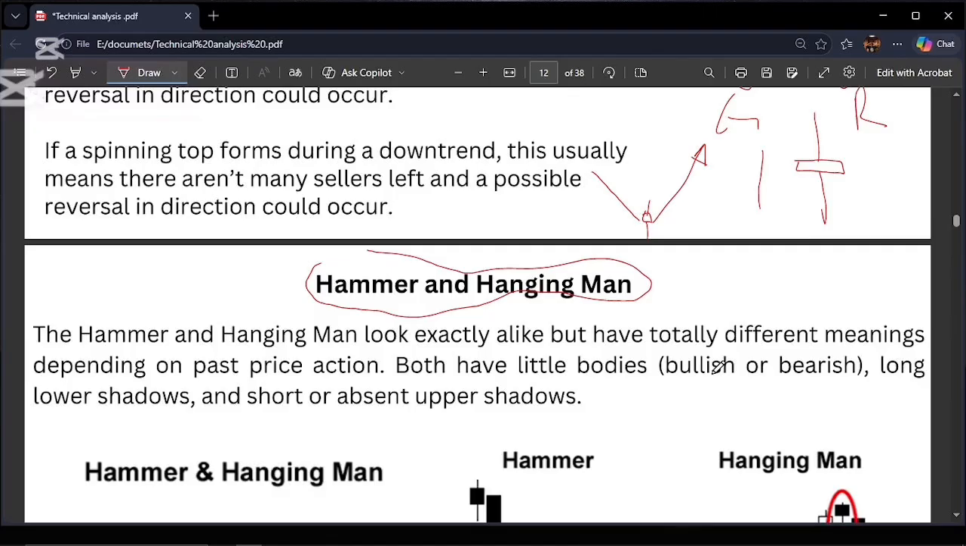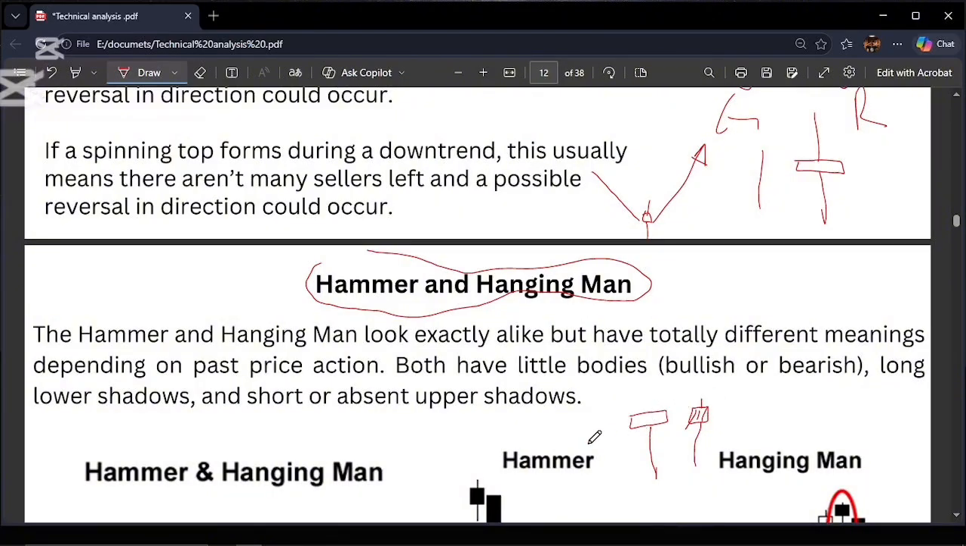The color doesn't matter, but they have a long lower shadow. For them, they have a long lower shadow and a short or absent upper shadow. Some are like spinning tops. However, for them, they only have a long lower shadow. At times they have no upper or very little upper shadow. It can be having very little or not even having anything.